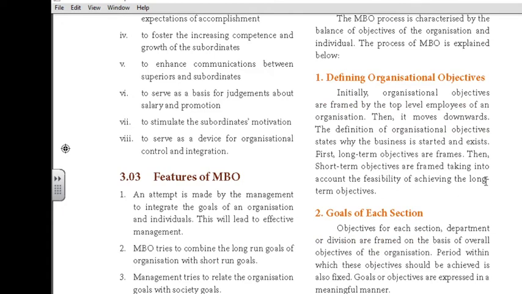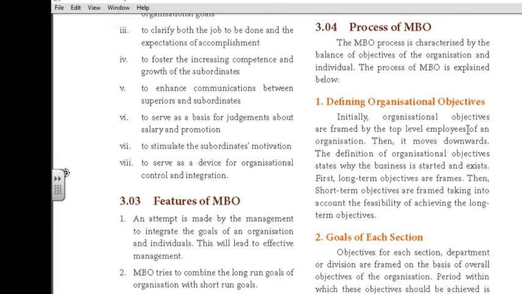So objectives, it's a goal. Who frames the goals? Only employees at the top level, that is, the higher authority. For example, the director: they will set out the goals, and the goals reach the subordinates and employees through a downward flow. The organization states that when the business is started and exists, long term objectives are framed. This word keeps coming again and again: whenever any business is started, it is a long run process. Then short term objectives are framed, taking into account the feasibility of achieving the long term project.